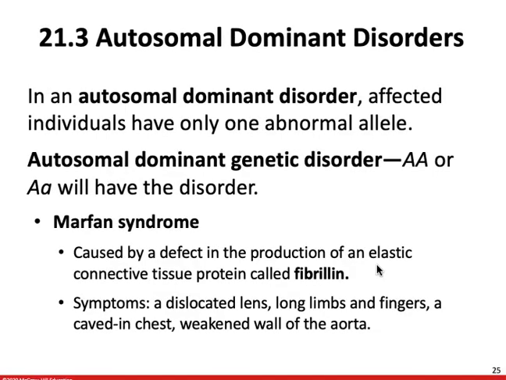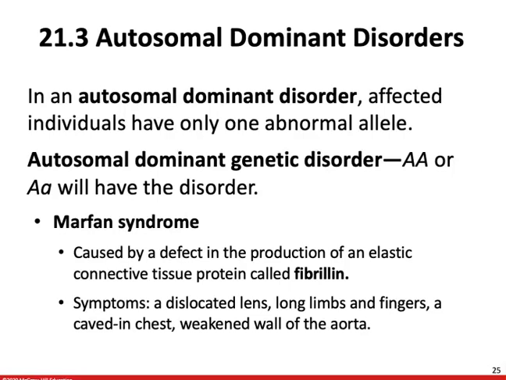Now, there are also autosomal dominant disorders. In the case of an autosomal dominant disorder, affected individuals have only one abnormal allele. An example of this would be Marfan syndrome. Marfan syndrome is caused by a defect in the production of an elastic connective tissue called fibrillin.